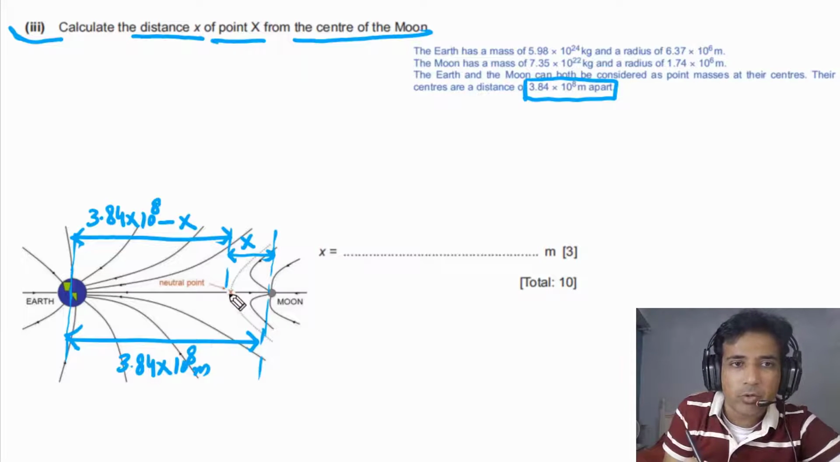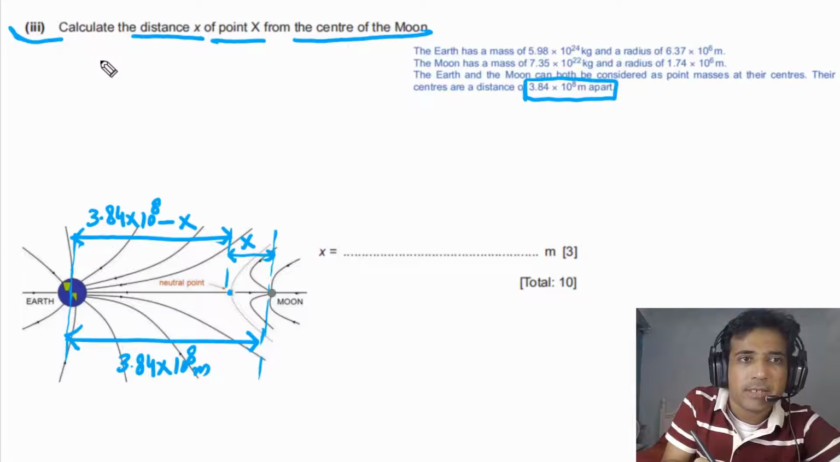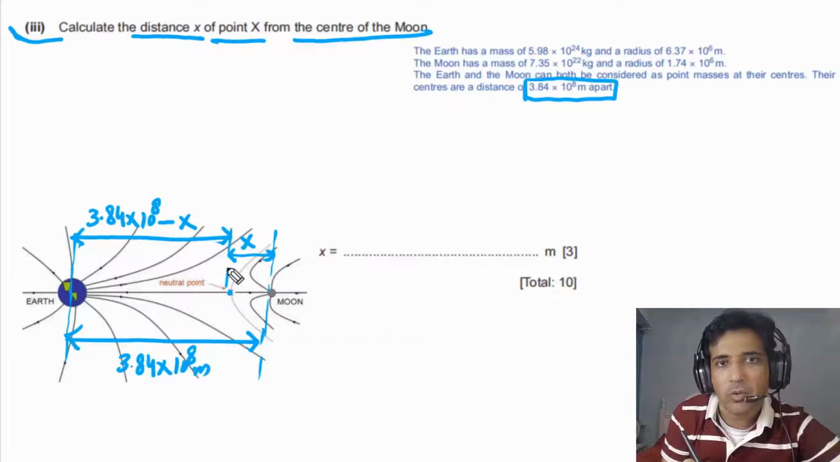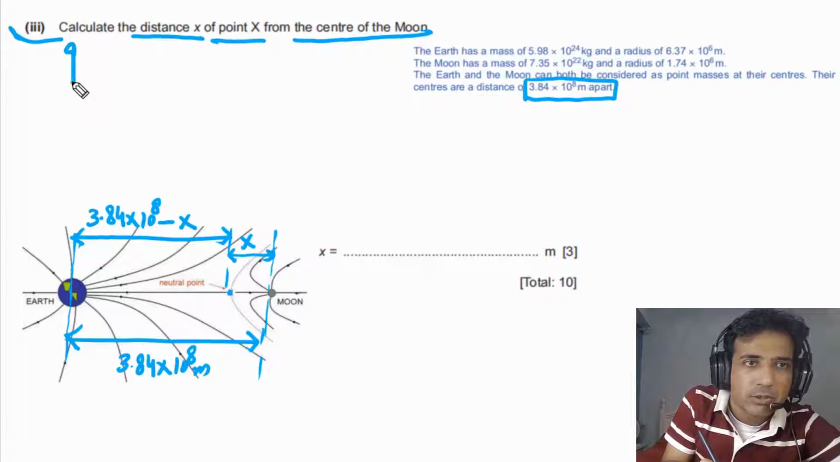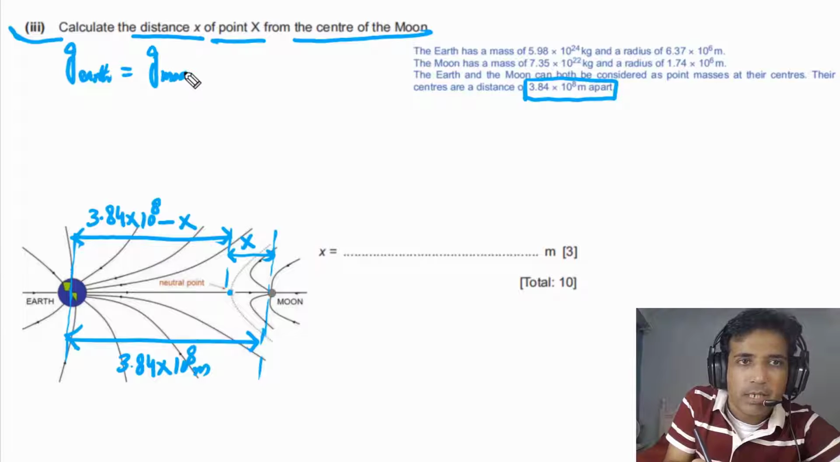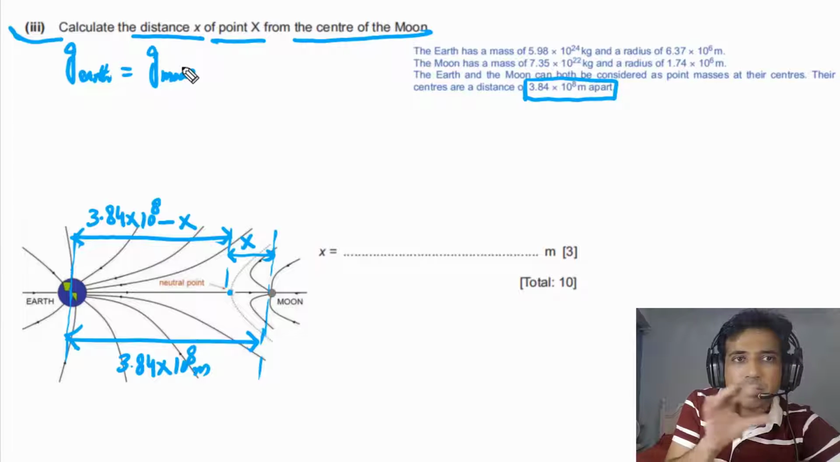But we have already discussed at this point that the value of g due to our planet and the value of g due to the moon is the same. We will use this fact and we will calculate the value of x. So simply we can say g due to our planet at the neutral point is equal to g due to the moon. At the neutral point, these two quantities are the same.